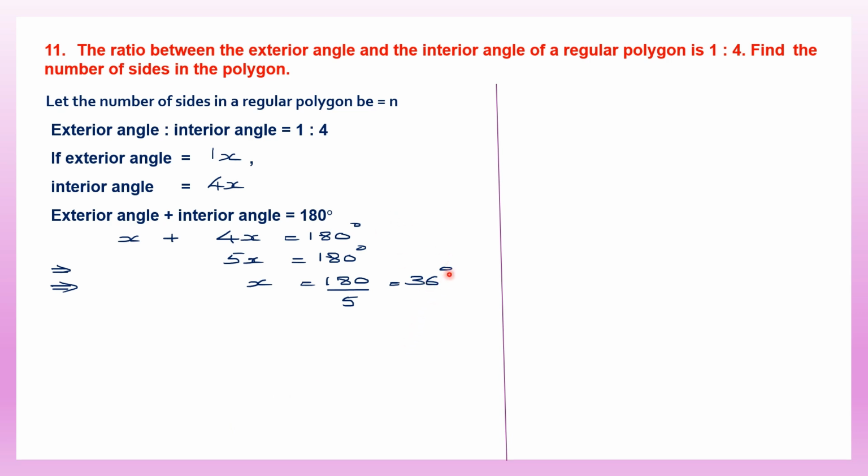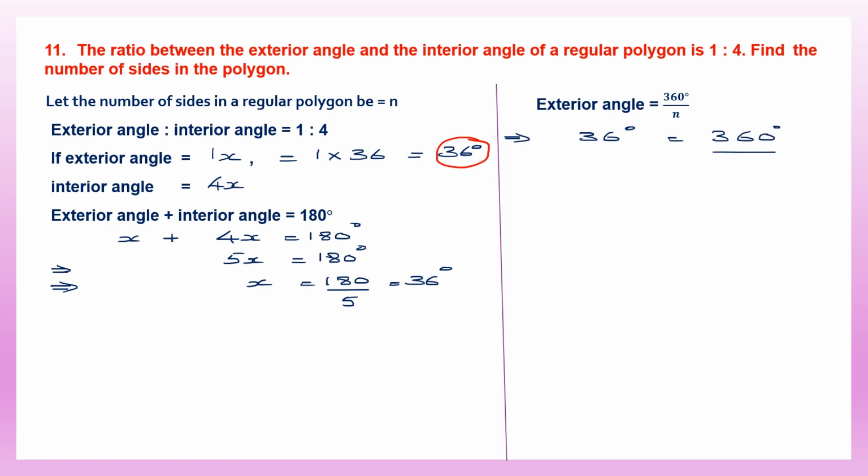Now we are going to make use of this x here. We can use the exterior angle or the interior angle formula to find the number of sides. So let's use the exterior angle formula. So exterior angle is 1x, that is 1 into 36, which is equal to 36 degrees. So the exterior angle is 36 degrees, and we are going to make use of this to find the number of sides in the polygon. So the exterior angle formula is this. So let's substitute. Exterior angle is 36 degrees, and this is equal to 360 degrees divided by n.